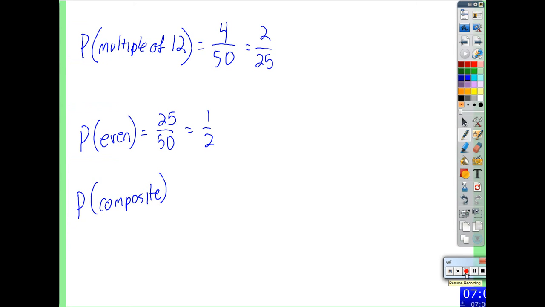So, if we add the probability that we get a composite number plus the probability that we get a prime number, what's left? 1 plus the probability that we get the number 1. What should all that add up to? 50.